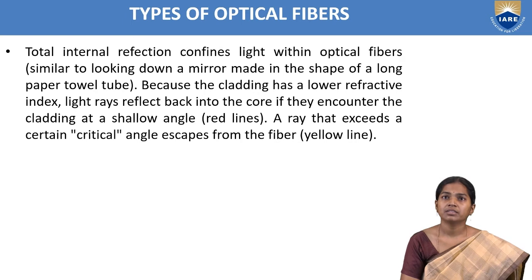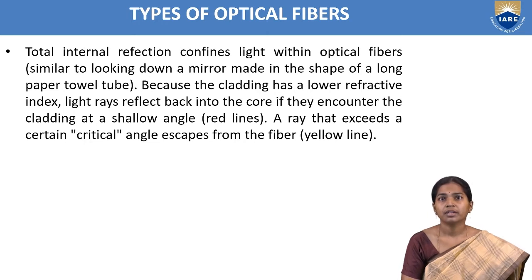So the next one is total internal reflection. What is meant by total internal reflection? The total light is transmitted within the core only, depending on the core and cladding. The core has a higher refractive index than the cladding. So based on these refractive indices, we divide into two types: one is step index optical fiber, another one is graded index optical fiber.